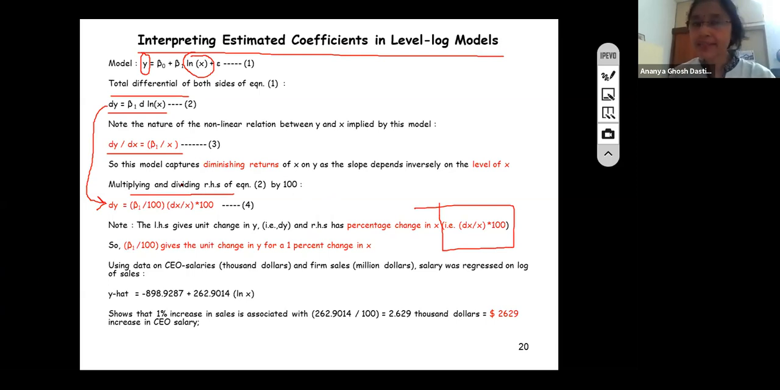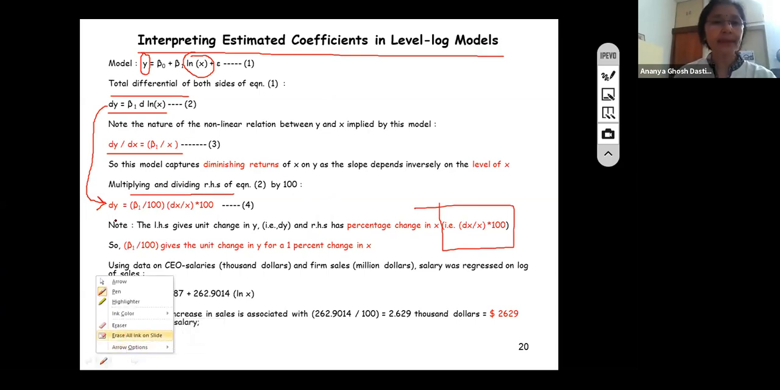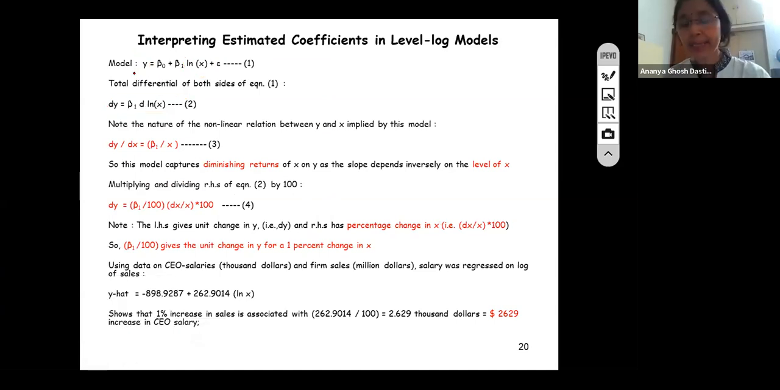So I hope what I've done is clear. All right. I'll just take you through it once again. I started off with a model where y is in level and x is in log form. I took total differentials of both sides, and then I have x in the denominator over here, because this is log x, basic calculus. And then what I did was I just divided and multiplied the right side by 100.